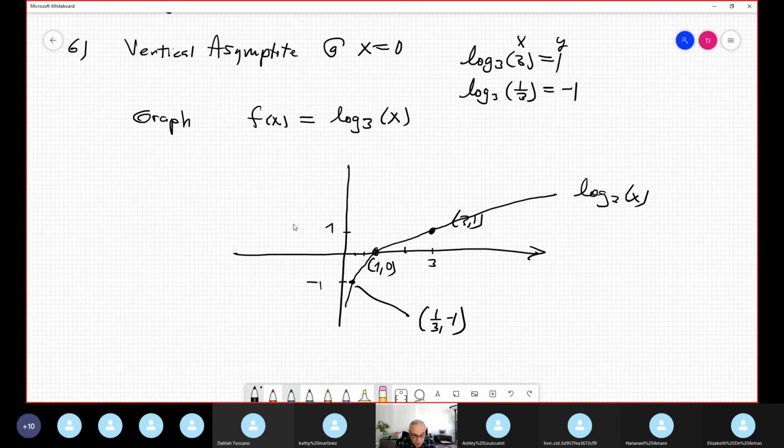And don't forget, important, the vertical asymptote at x equals 0. So we have it in any graph of the logarithm function. This is an important piece of information when you are doing the graph. At x equals 0, vertical asymptote. End of the story, guys. Super. Any question?